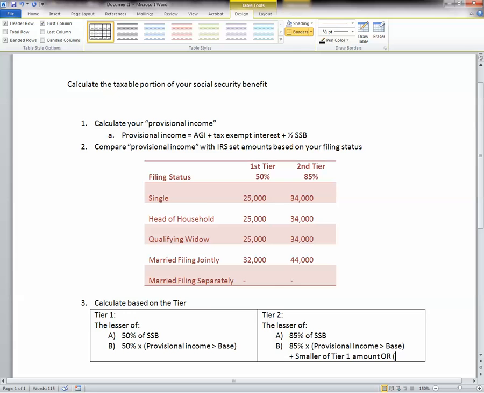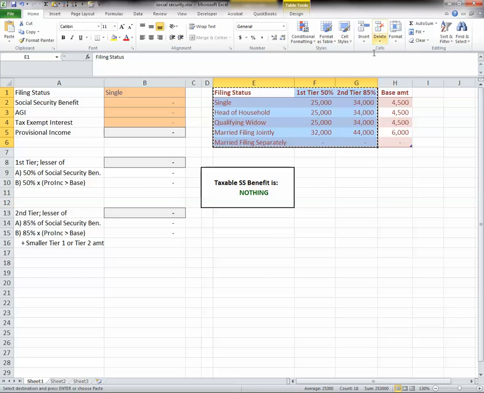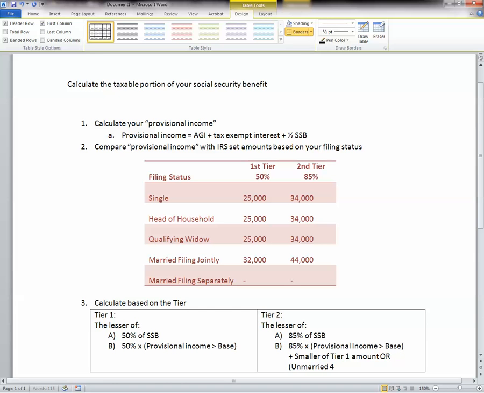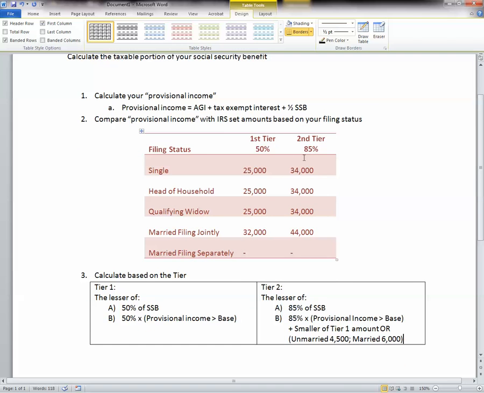and then there is the amount, let's go back to here: 4,500 and 6,000. If you're unmarried, it's 4,500. If you're married filing jointly, that is 6,000. And that is how you would calculate it.